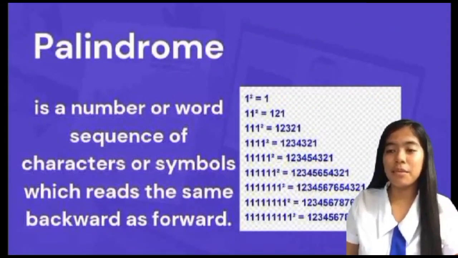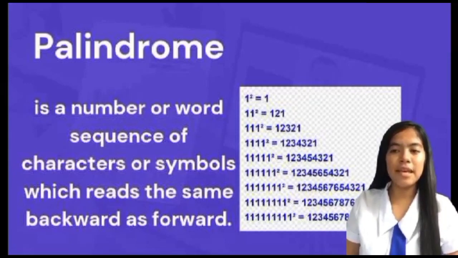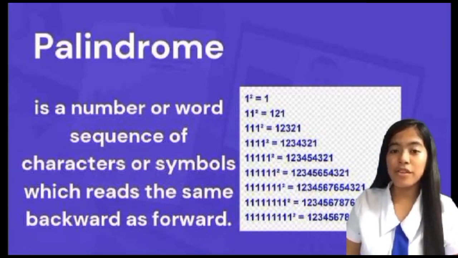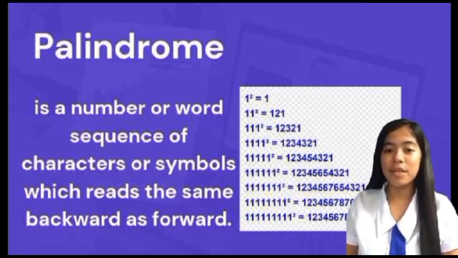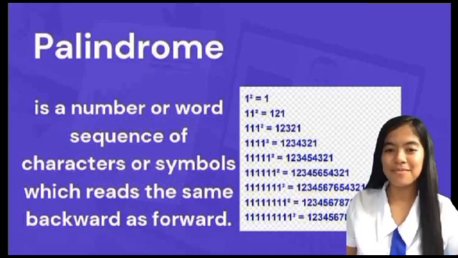A palindrome is a number, word, phrase, or sequence of characters or symbols which reads the same backward as forward. For example, 131. When you read it backwards, it's still 131. That is an example of a palindrome.